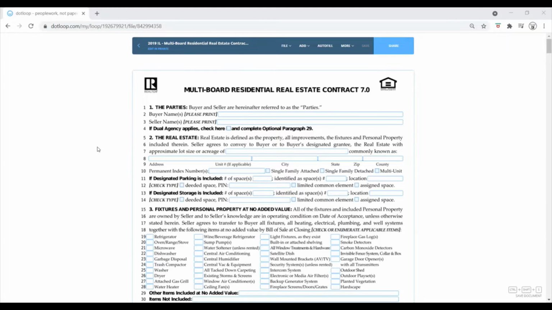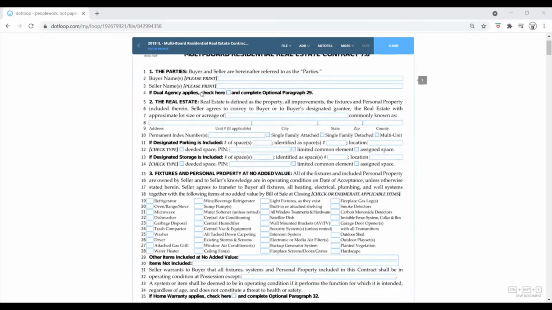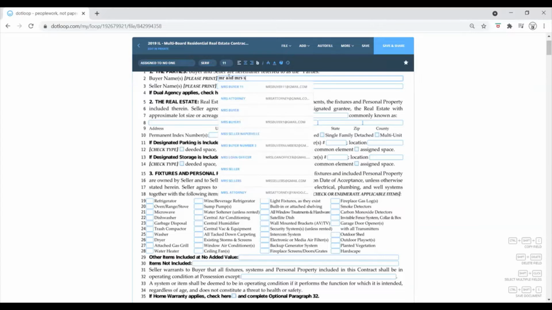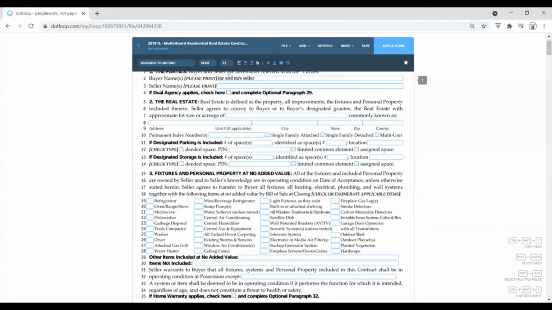All right, so the first page here, the parties. Obviously we have our buyer and we have our seller. Mr. and Mrs. Seller, Mr. and Mrs. Buyer.